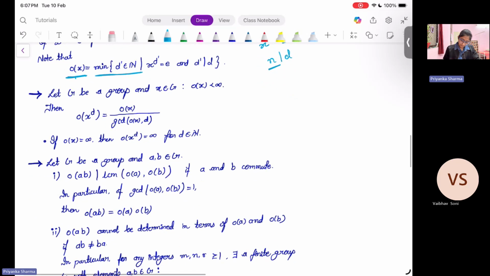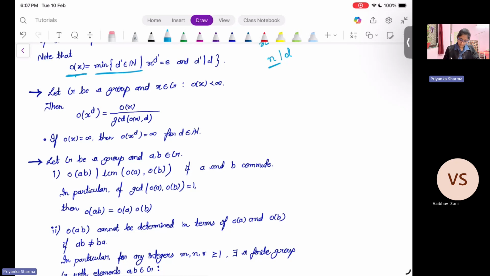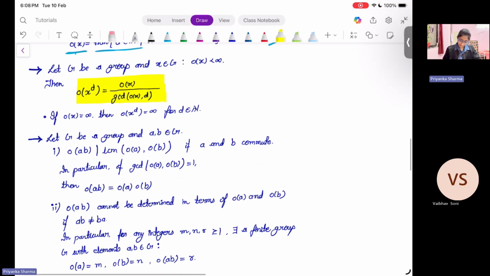So you can say that the order of x is the minimum of such natural numbers. Now let G be a group and x be an element, and if the order of x is again finite, then this is how we define the order of x to the power some natural number d.